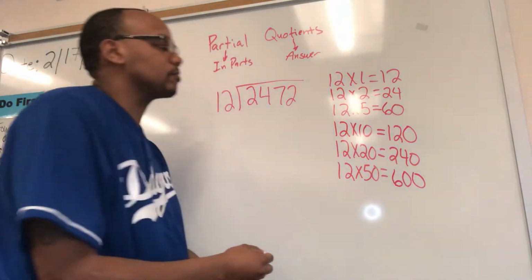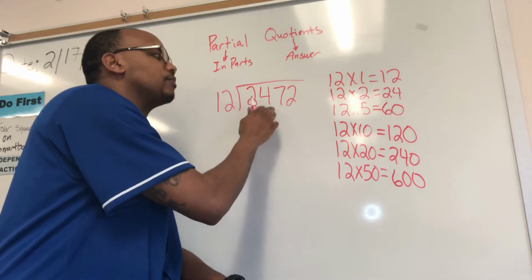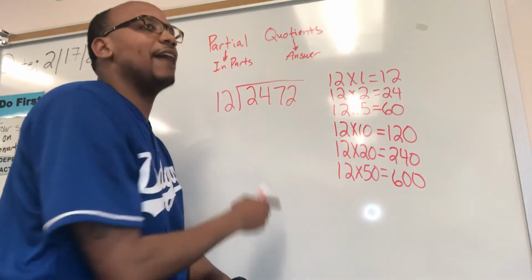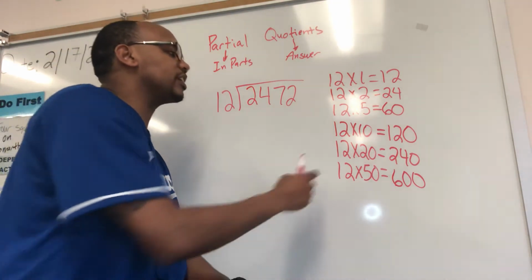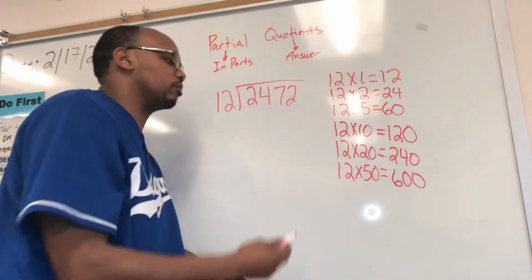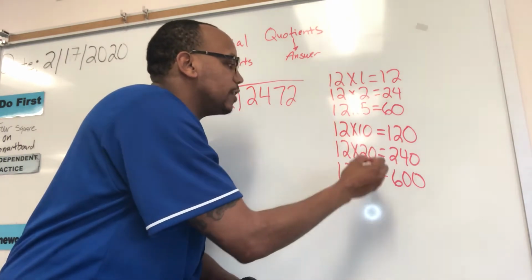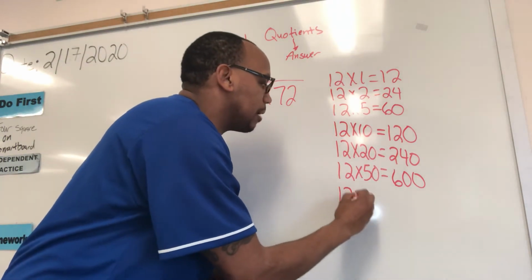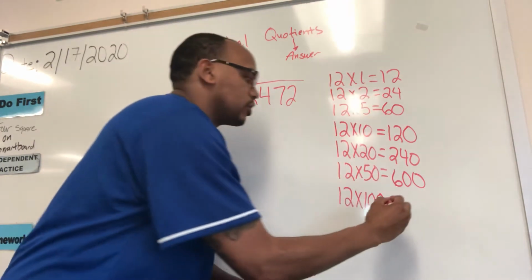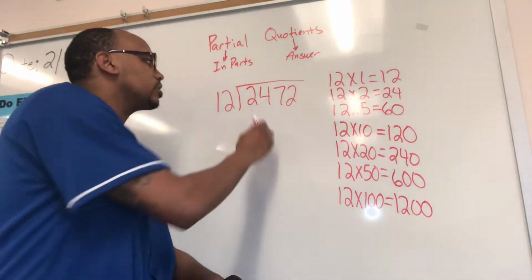That's 600. I need to keep going because 600 is nowhere near 2,472. The bigger I get these numbers, the less I will have to subtract. So the goal is to keep going until you get a number that's very, very close to your total. All right? So I've already did 1, 2, 5. I did 10, 20, 50. Now I'm going to do 12 times 100 and put 2 zeros behind the answer. So it's 12 with 2 zeros. That's 1,200, right? So I'm getting kind of close.